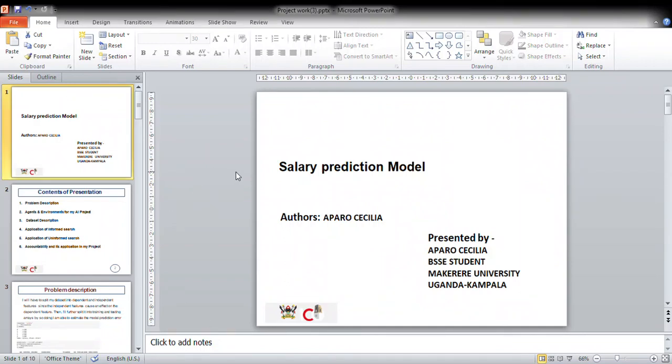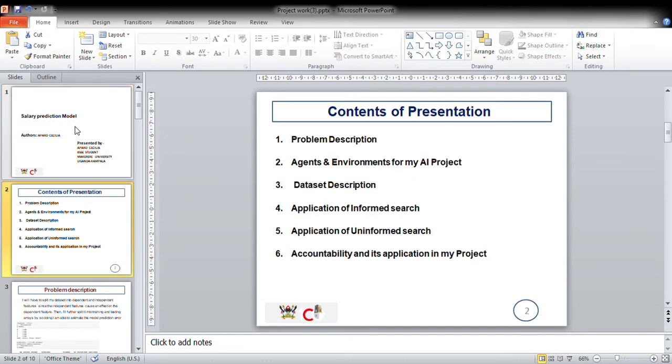Hello everyone, this is the salary prediction model, and this happens to be my third presentation on the salary prediction model that I started earlier on. Today we're going to discuss problem description, agents and environments for my AI project, the dataset description, application of informed search, application of uninformed search, and then accountability and its application also in my project.